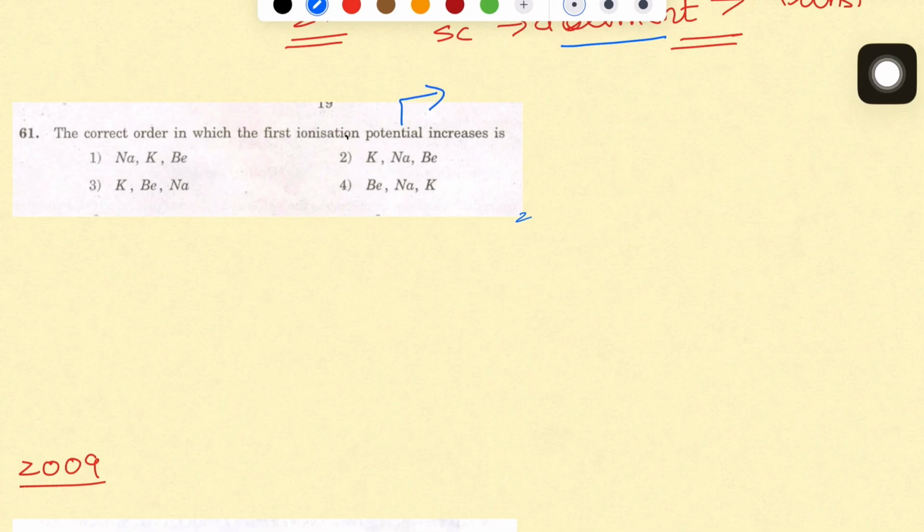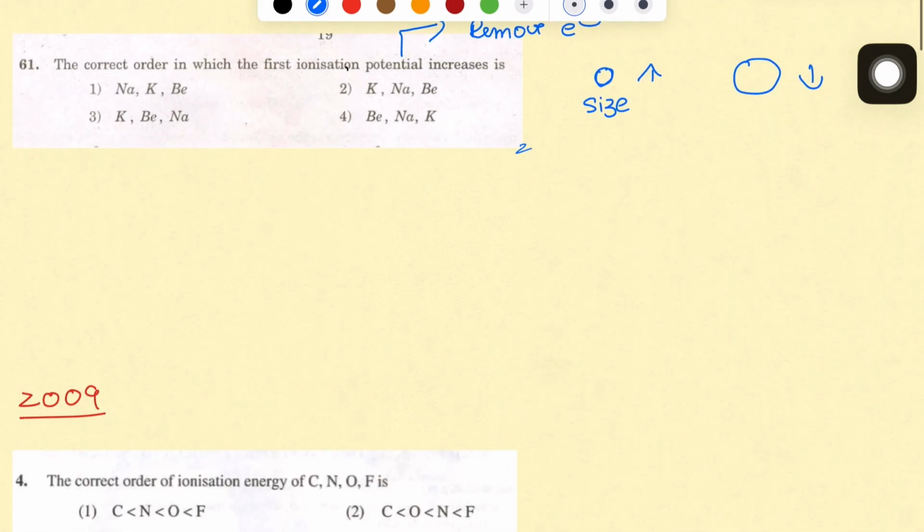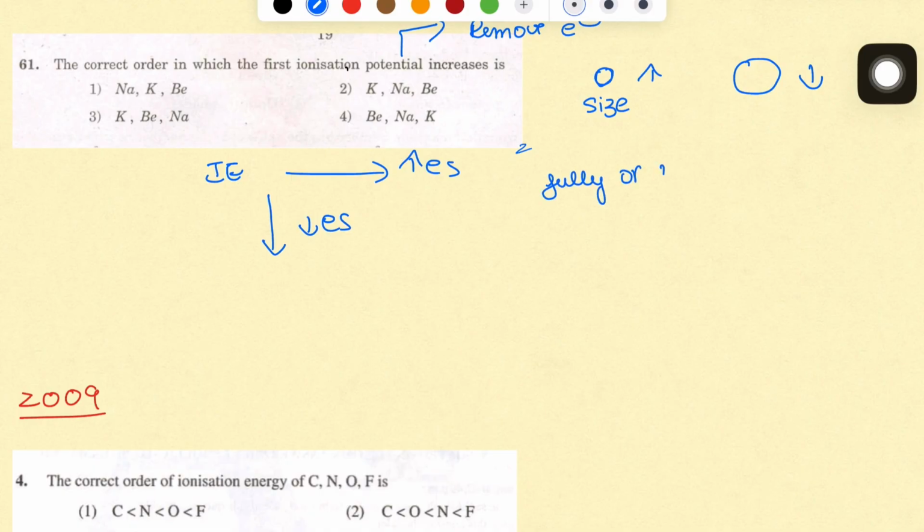Next question is the correct order in which first ionization potential increases. Now what is ionization potential? Energy required to remove an electron from the outermost shell. So if it is a smaller size, then energy required is more. If it is a bigger size, energy required is less. The correct order of first ionization is we have sodium, potassium and beryllium. And ionization energy, if you see, along the period it increases and down the group it decreases. And if there is any fully or half-filled electronic configuration, then the ionization energy is more.